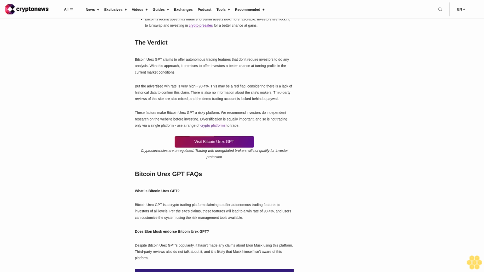Does Elon Musk endorse Bitcoin Urex GPT? Despite Bitcoin Urex GPT's popularity, it hasn't made any claims about Elon Musk using this platform. Third-party reviews also do not talk about it, and it is likely that Musk himself isn't aware of this platform.